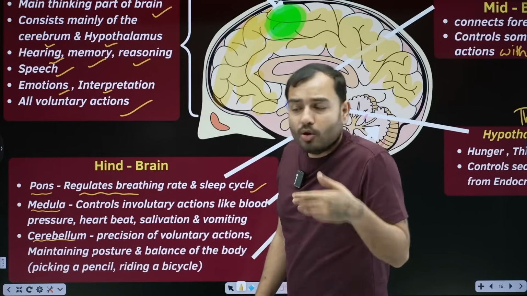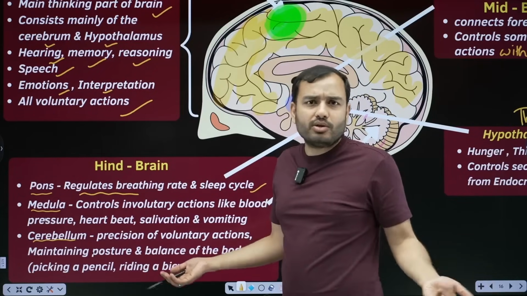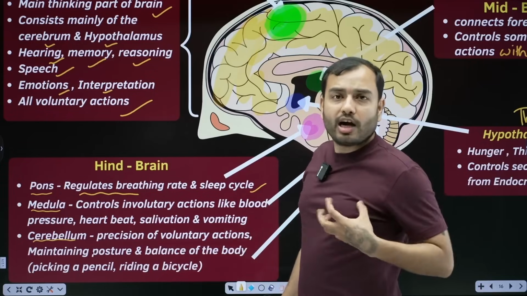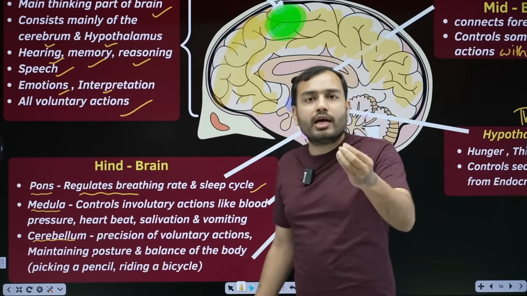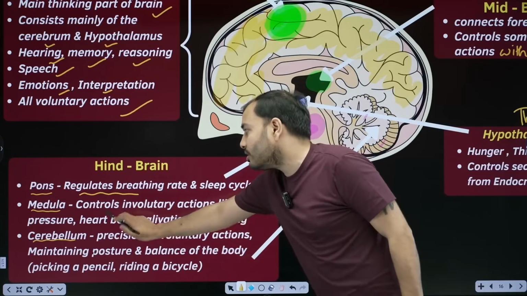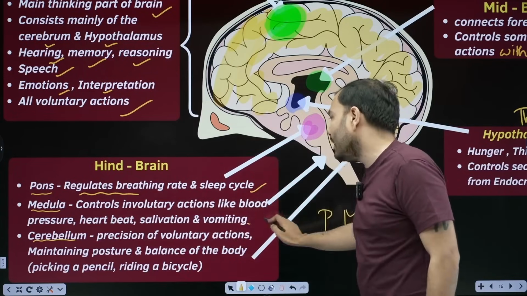All 4 things are involuntary. Salivation is involuntary. Vomiting is involuntary. You don't want it, it happens on its own. Some people force themselves to do it, but generally it's involuntary. Your heartbeat is involuntary. Your blood pumping is involuntary. Who does all these functions? The medulla. It controls involuntary actions like blood pressure, heartbeat, salivation and vomiting.